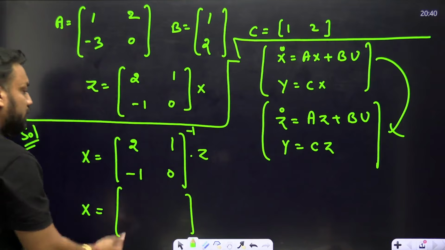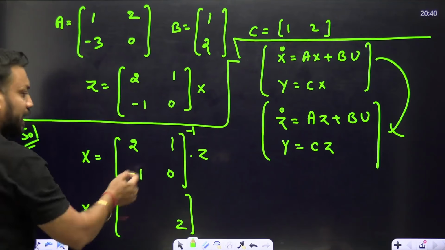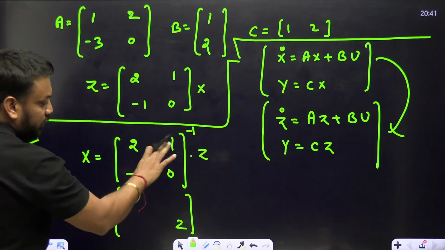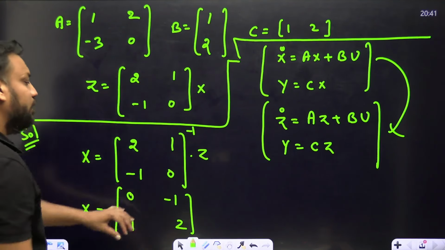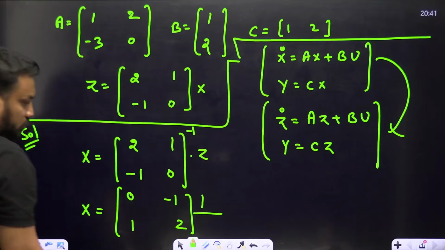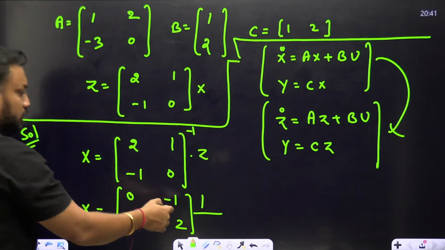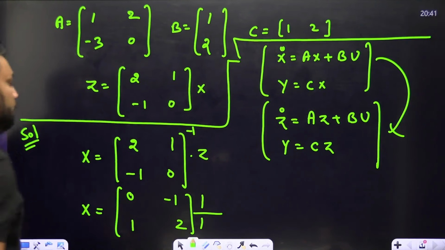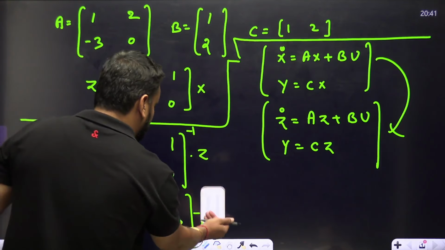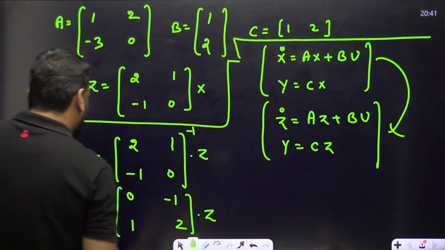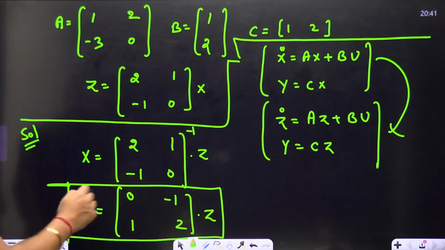So what is the adjoint? In the adjoint, the diagonal positions are swapped, so here is 0, here is 2. And the sign of the off-diagonal elements is changed, the positions remain the same, only the sign changes, that is minus 1, 1. This is the adjoint, and finally we need to divide by the determinant also. The determinant is 2 into 0 minus minus 1, which is plus 1, so again plus 1. One upon 1 is 1 only, and it should multiply with z. So we have the relation between x and z: x equals 0, minus 1, 1, 2 times z.